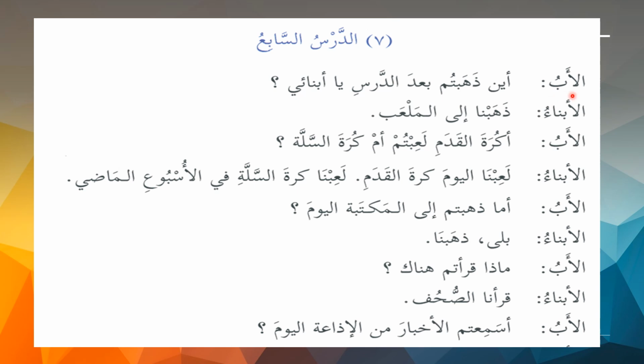So the father starts the conversation saying, أين ذهبتم بعد الدرس يا أبنائي؟ So here you can see it's a question, and by seeing the questioning tool أين, that means asking for the place. أين ذهبتم؟ Now from seeing the verb ذهب and the damir attached is tum from the mukhatib or the second group, that means father is mukhatib to the male plural, and he's asking أين ذهبتم بعد الدرس.